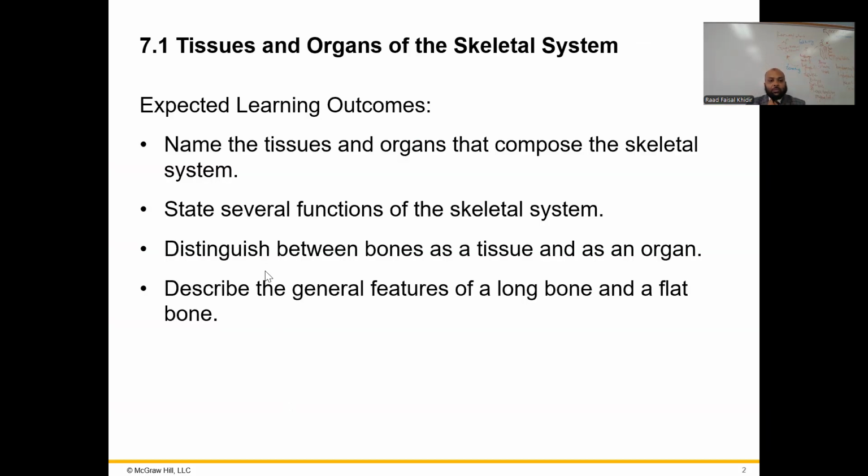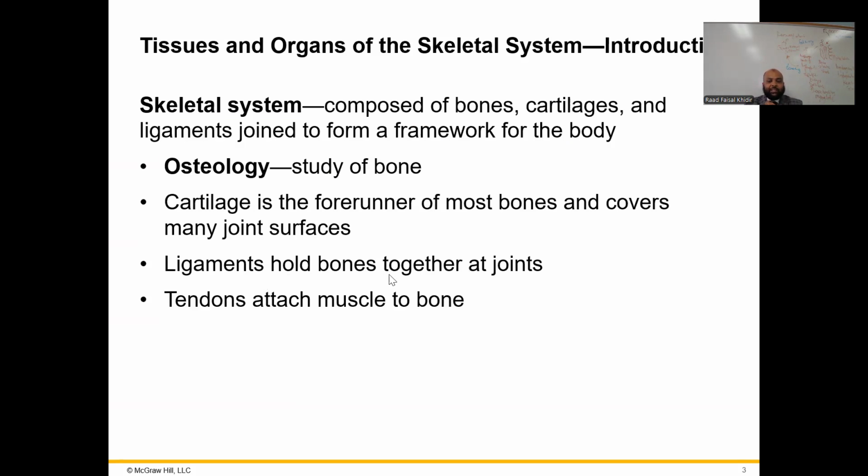Okay. So the skeletal system is composed of bones, cartilage, and ligaments that are joined to form a framework for the body. Osteology is the study of the bone, and cartilage is the forerunner of most bones and covers many joint surfaces. The ligaments hold the bones together at the joints, and the tendons attach the muscle to the bone.